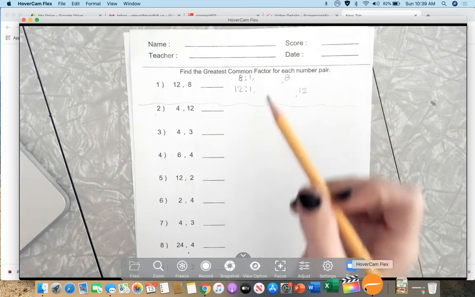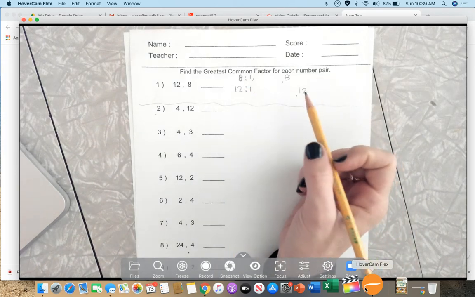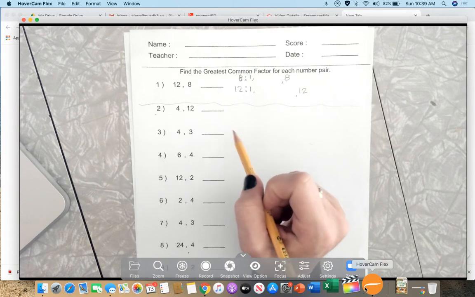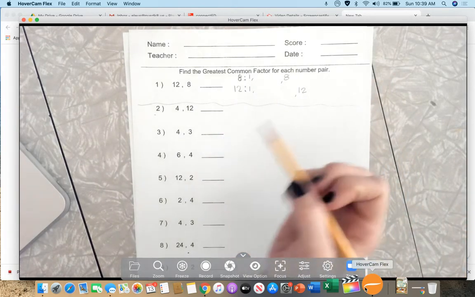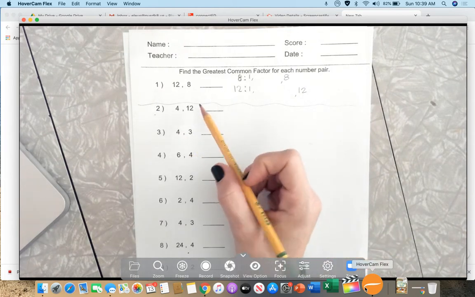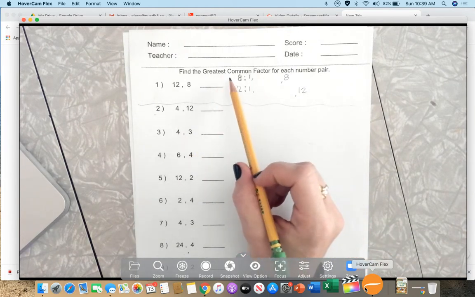Hi, you guys. Today you are doing a greatest common factor worksheet practice. So we went over this in class, and so now you're going to just do some practice at home. So I'm just going to do a quick one example, and then you guys can go ahead and get started. Remember that you guys also have help.